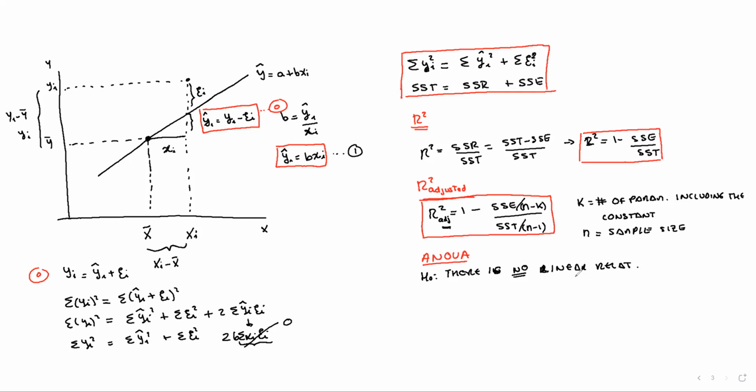My test, guys, is going to be an F test. My F test is simply the sum of squares of the regression divided by its degrees of freedom, divided by the sum of squares of the errors divided by its degrees of freedom. The degrees of freedom of my regression is k minus 1. The degrees of freedom of my errors, as I mentioned, is n minus k. So this is distributed as an F distribution with k minus 1 degrees of freedom in the numerator and n minus k degrees of freedom in the denominator.